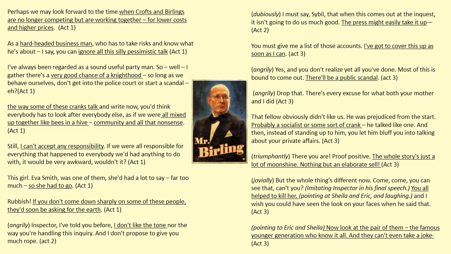And we learn, of course, that he sacked Eva Smith for getting involved in a strike. And he says, I can't accept any responsibility for what happened to her. He does not see that his role had anything to do with her death. And he's very matter of fact. He says, so she had to go. It's a simple case. It's as if everyone should agree with him. He's expecting people to agree with him. He can't believe that they don't.